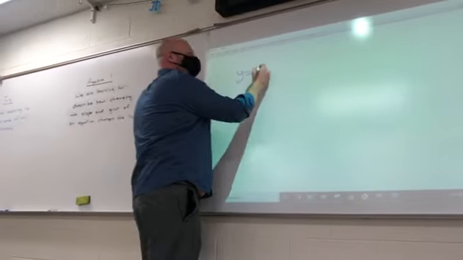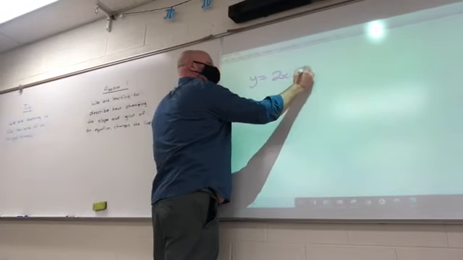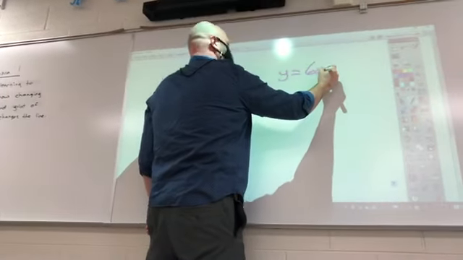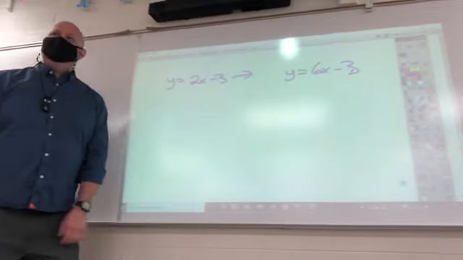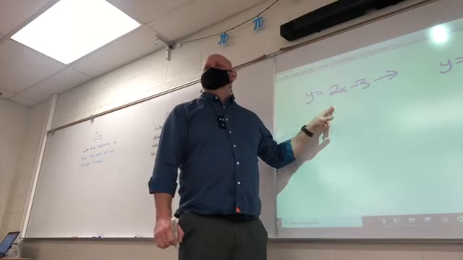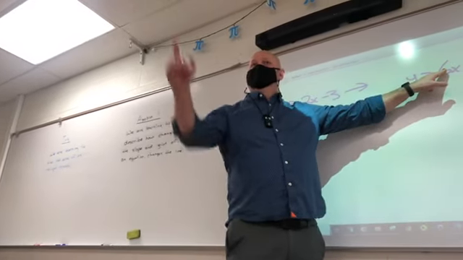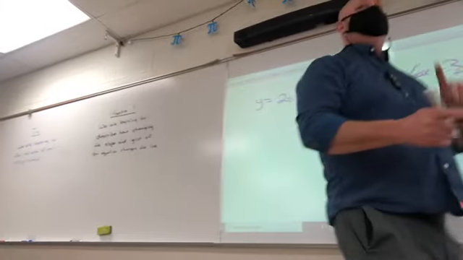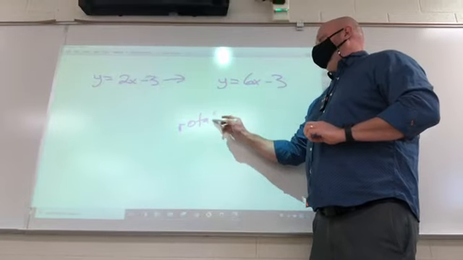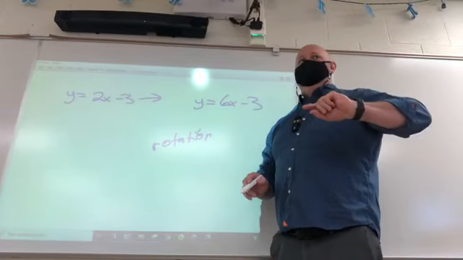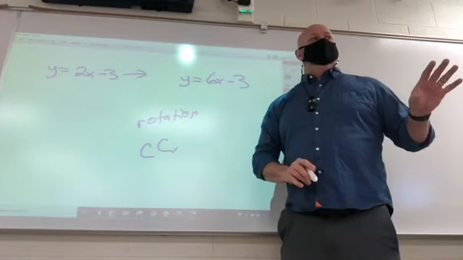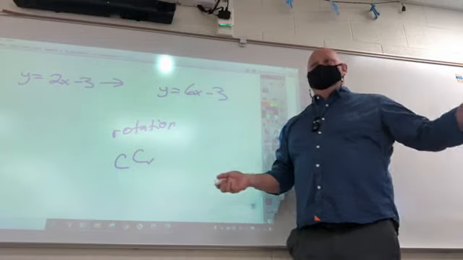If I said I had two lines. Y equals 2x minus 3. And then I graphed y equals 6x minus 3. What's the only difference between these two? What happened to this line to become this? The slope got bigger, right? And if the slope gets bigger, this would be what type of a translation? A rotation. Which way? If it gets bigger, it's going to be counterclockwise, right?